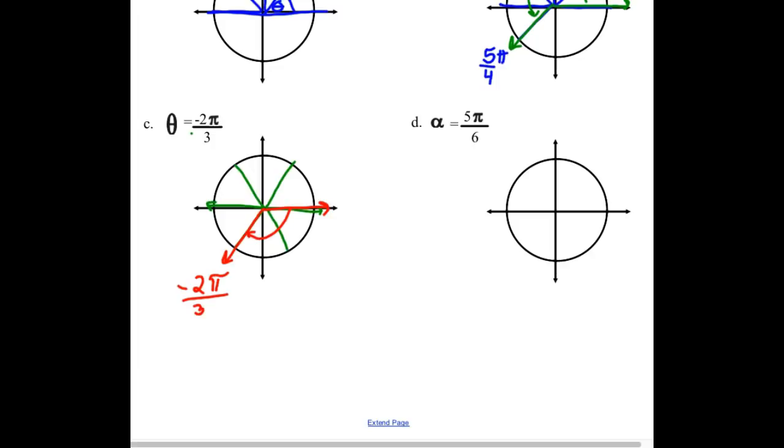All right, go ahead and figure out the last one. All right, splitting into sixes. 1, 2, 3, 4, 5, 6. Yes? We need 5 of those. Which direction are we going to rotate? Counterclockwise. We need the 5th mark, 5 of those 6 pieces. So we're going to go to here.